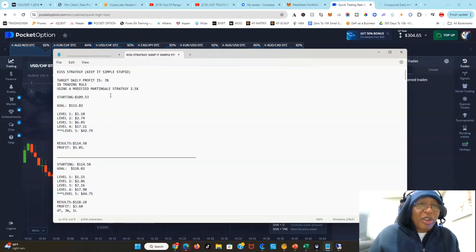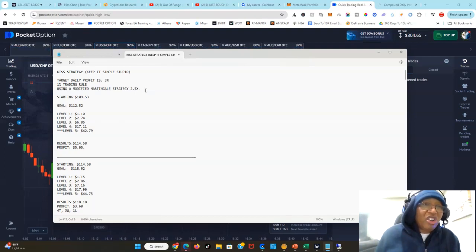And of course, we use a modified martingale strategy. And in one of our strategies, we really don't use modified martingale, but we use a candle pattern. This is a more advanced KISS strategy that we teach some of our students. And I'm going to be sharing that next, probably in our next training.